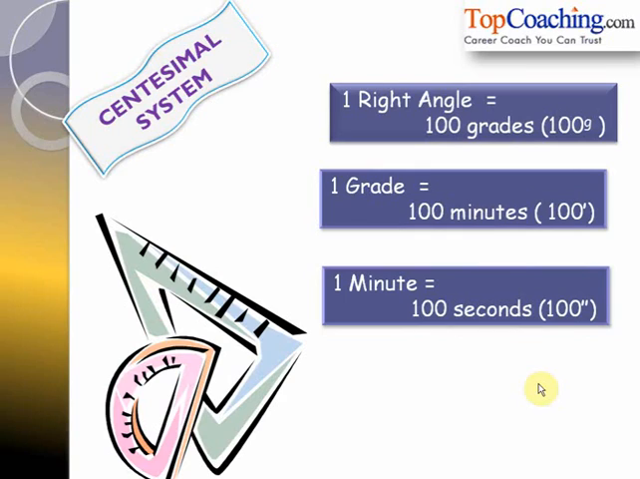So the basic difference between these two systems is that in the sexagesimal system or the degree measure system, we divide a right angle into 90 equal parts such that every equal part is called 1 degree.